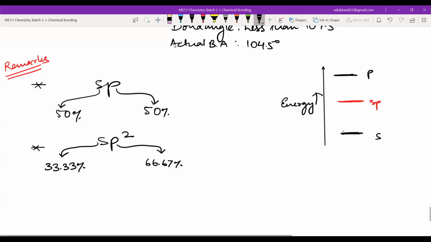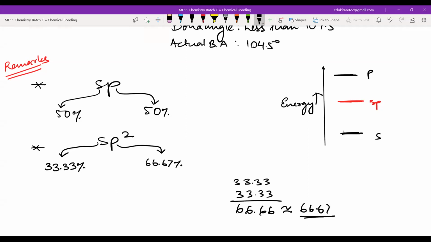So the two p's will have how much? 33.33 plus 33.33 is 66.66. If you round this up, it will be 66.67.